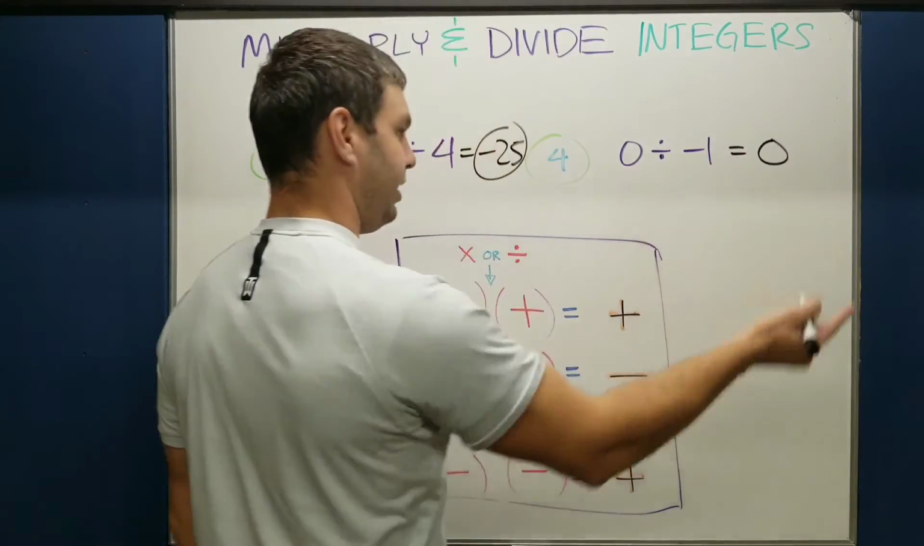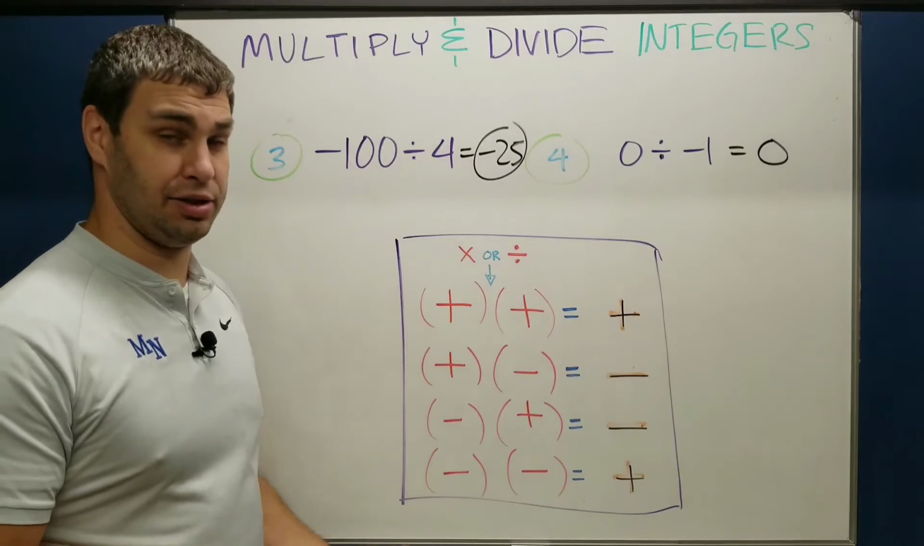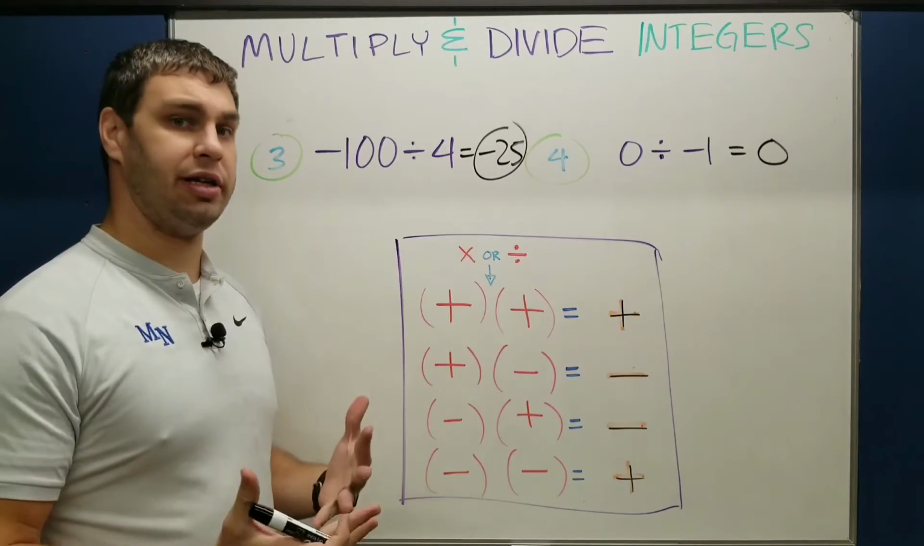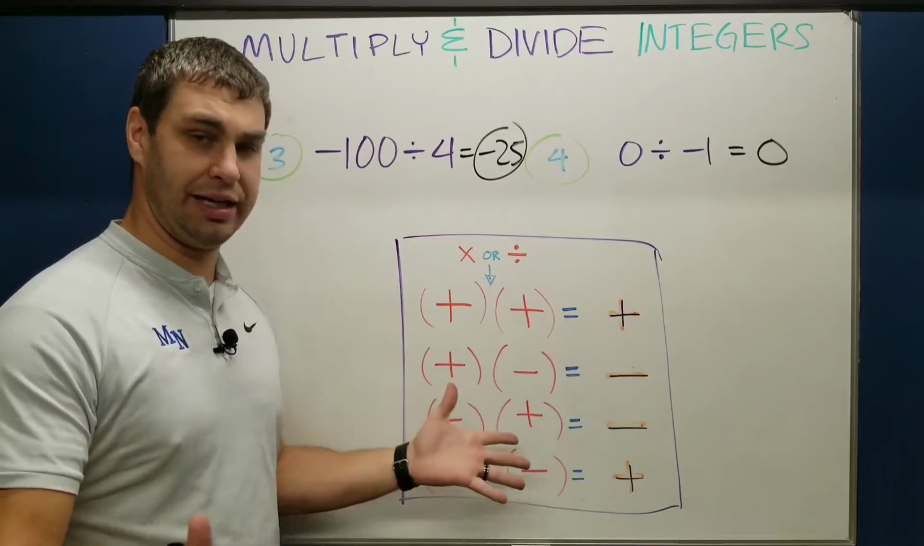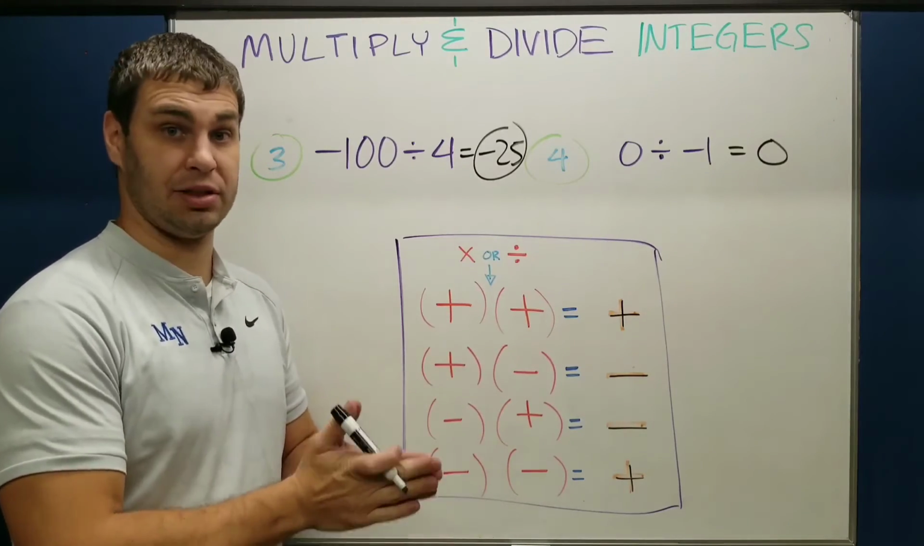In fact, 0 divided by anything or 0 multiplied by anything is just going to be 0. Again, think of the cookie example. You start with no cookies, you can't divide it or multiply it times anything, so your answer is just 0.